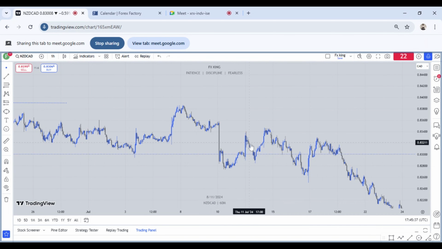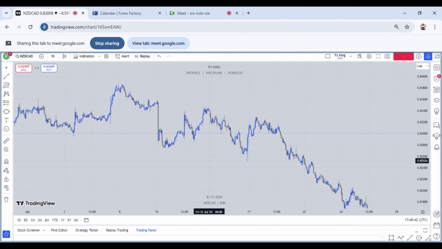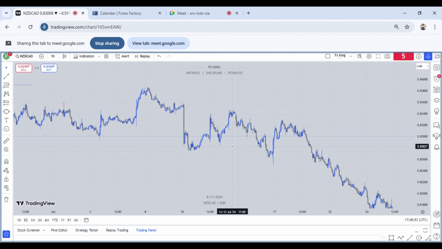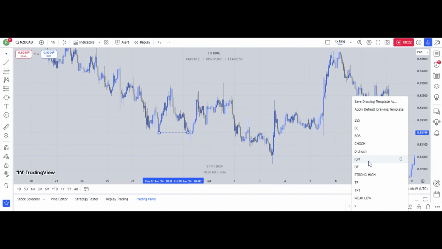Now, looking at this, you see we have break of structures here. We have break of structures here. If you look here, right? You see we have some sort of a break of structure here. If you look here, right? We have this break of structure here. We have this break of structure, and this is our day. This is our 1 hour time frame.